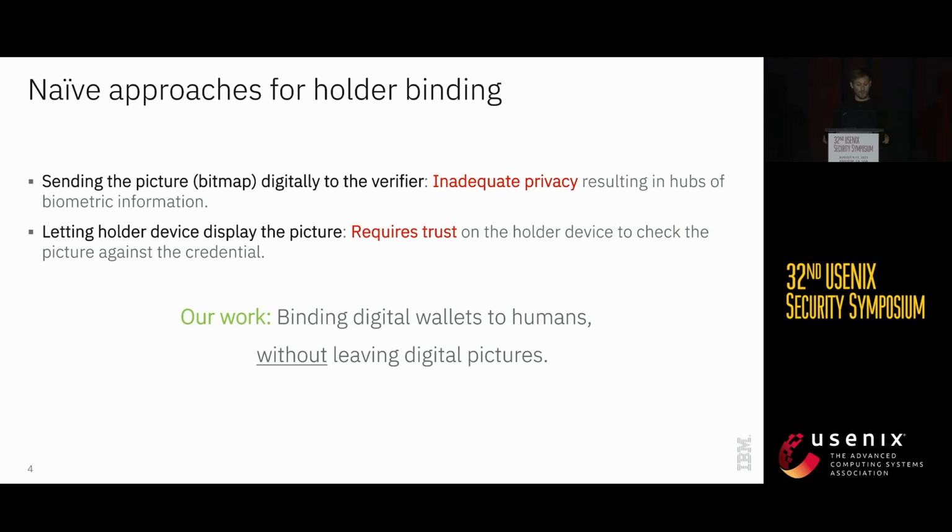So in this work, my colleagues show how we can actually get this feature, binding digital wallets to humans, while maintaining the privacy of the whole process.